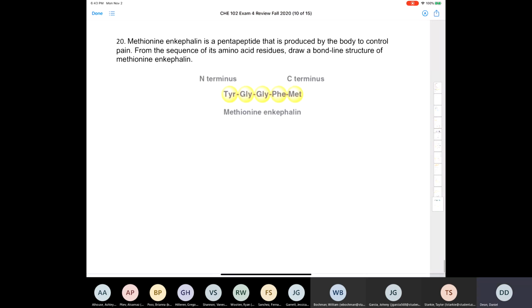So let's try question number 20. It says, methionine enkephalin is a pentapeptide that's produced in the body to control pain. From the sequence of amino acid residues, draw a bond line structure of methionine enkephalin. I'm going to give you a second to see if you can draw this. I'll give you a few minutes to take a look at it.